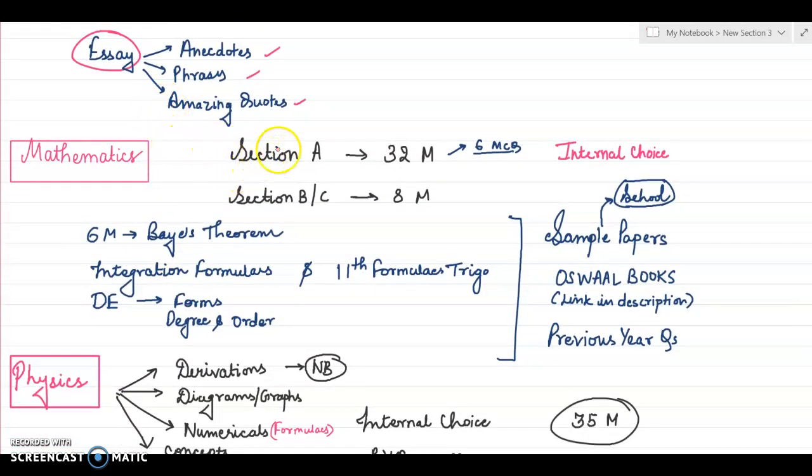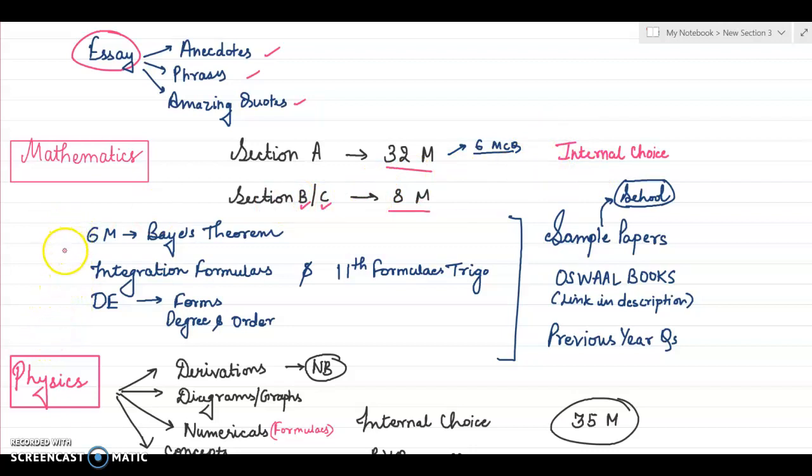Mathematics, you have section A and section B or section C. If you are attempting section B or section C, it depends on you. 32 marks is for section A. Out of that, 6 MCQs are there, and then 8 marks for section C. Internal choices are given. Now I'll tell you how you can figure out important questions.